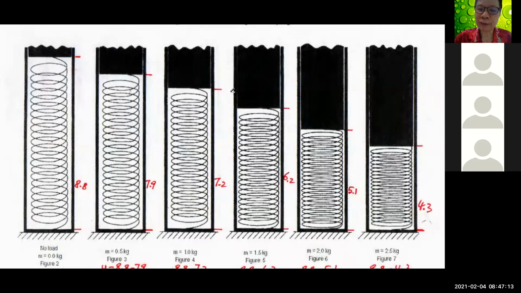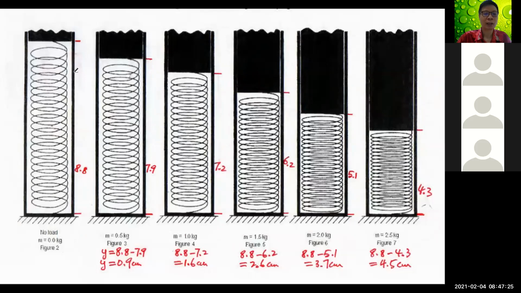Okay. After you measure the length of the spring, what you need to do now is calculate the change in the length. How to calculate the change in the length? You do like this. Original length is 8.8. When you put 0.5, it becomes 7.9. So the change is 8.8 minus 7.9. So you get 0.9 cm as a change in the length.